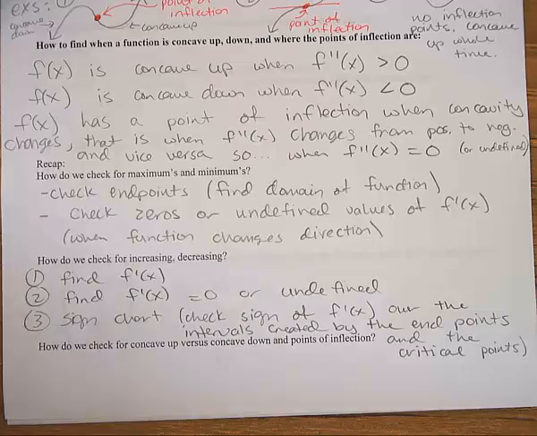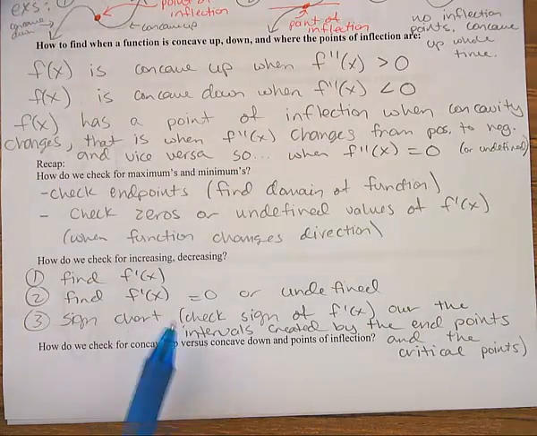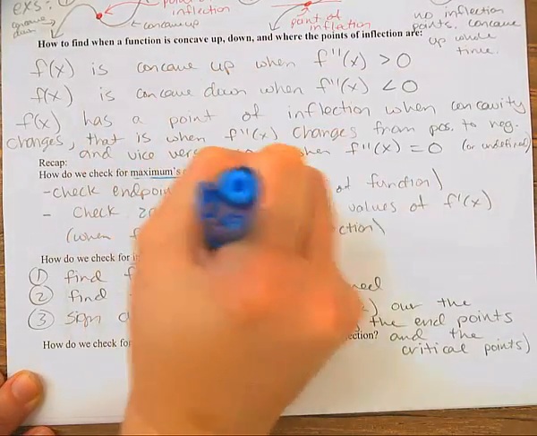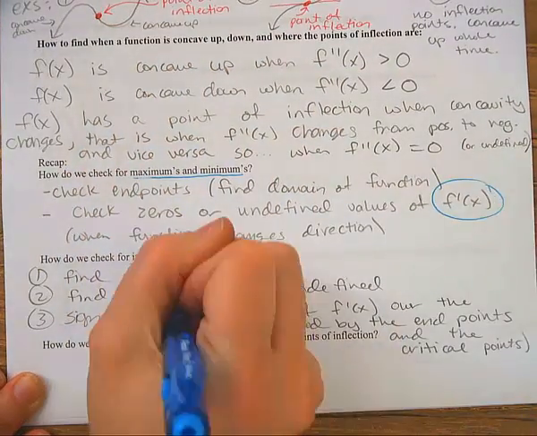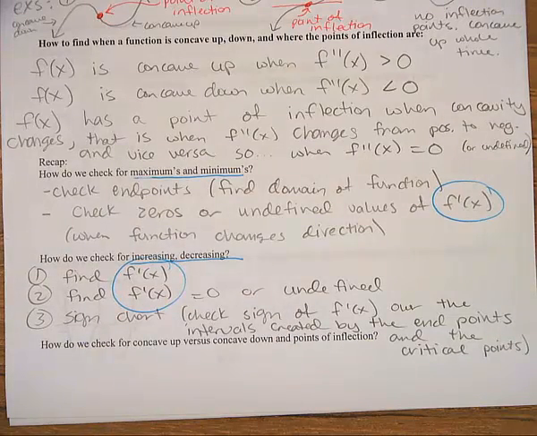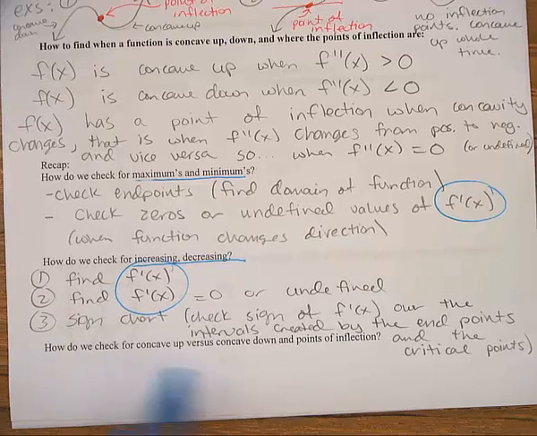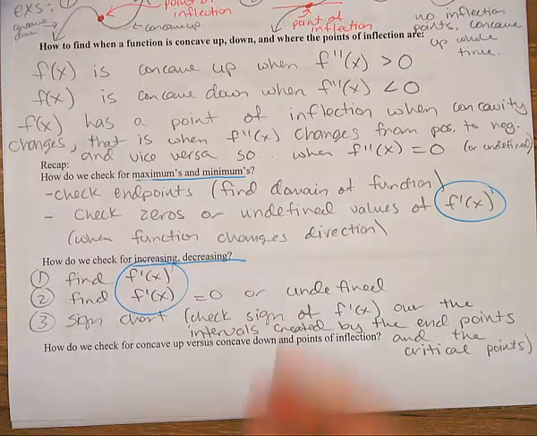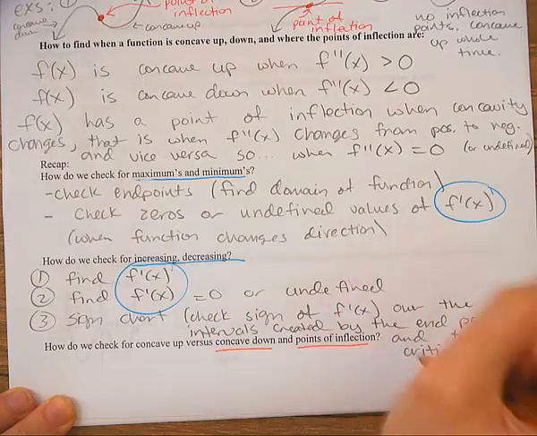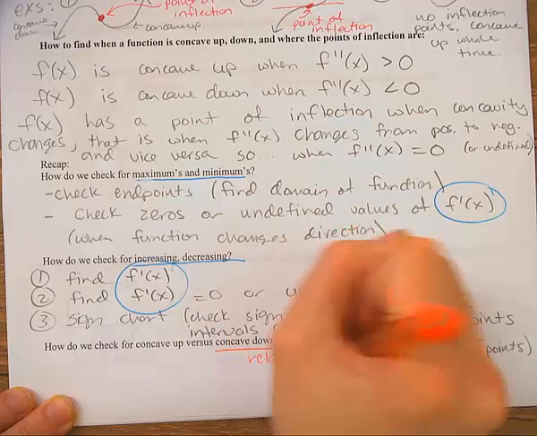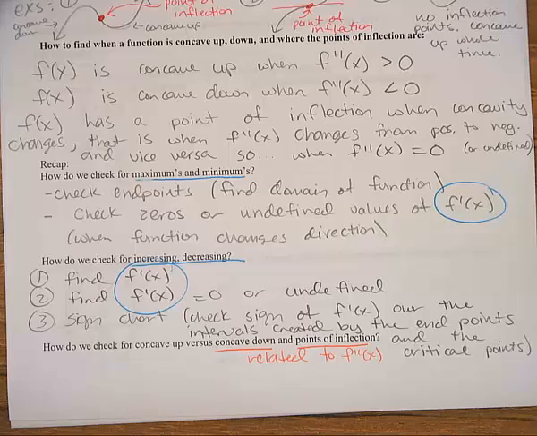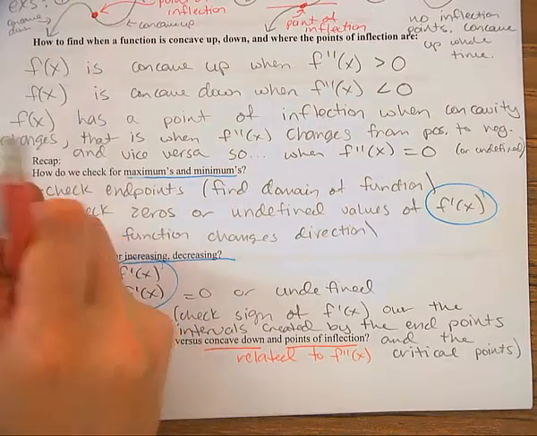And notice every time you're checking all the stuff regarding max and min and increasing and decreasing, you're checking with the first derivative. So max and mins and increasing, decreasing are all related to the first derivative. Concavity, concave up, concave down, points of inflection, that is all entirely related to the second derivative. But you're going to basically be doing the same exact thing. You're going to find the second derivative.